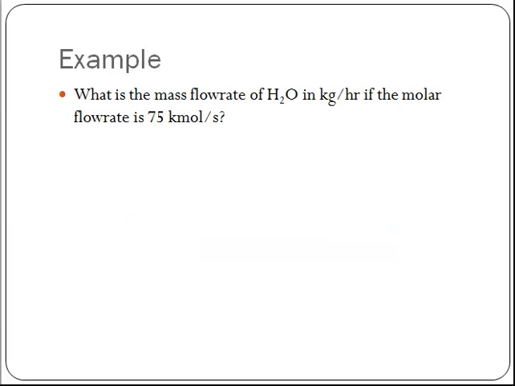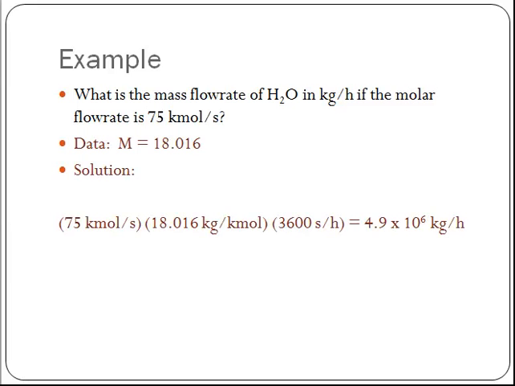Okay, so how about if I do something with just a little bit more complicated units? I have water flowing at 75 kilomoles per second. I want to know the mass flow rate. Again, use the molecular mass. Still 18, but this time it's kilograms per kilogram mole. And so therefore 75 kilomoles per second times 18 kilograms per kilomole. My kilomoles will cancel. Convert my seconds to hours. 3,600 seconds is 1 hour. And I get 4.9 million kilograms per hour.